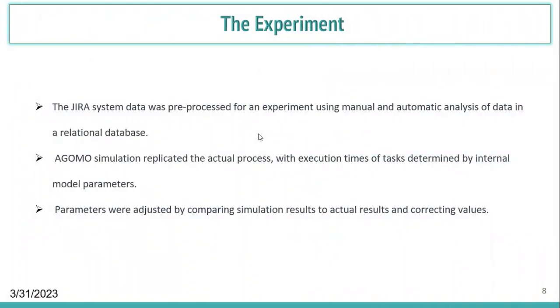The experiment. The GIS system data was pre-processed for an experiment using manual and automatic analysis of data in a relational database. The AGOMO model simulation replicated the actual process, with execution times of tasks determined by internal model parameters. The parameters were adjusted by comparing the simulation result to the actual result and correcting the values.